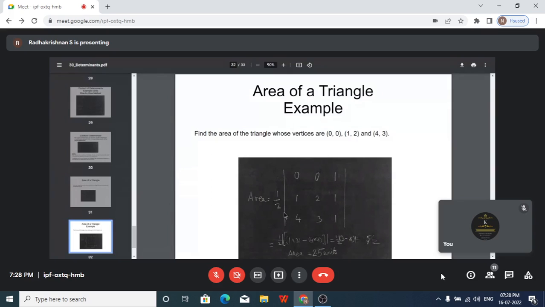So it is 1 into... Again, we have to check the sign. This sign is plus, this sign is minus, this sign is again plus. So we get plus 1 into 1 into 3 minus 4 into 2. So we get minus 5 by 2. The area of the triangle is the absolute value of that, which is 5 by 2 here.